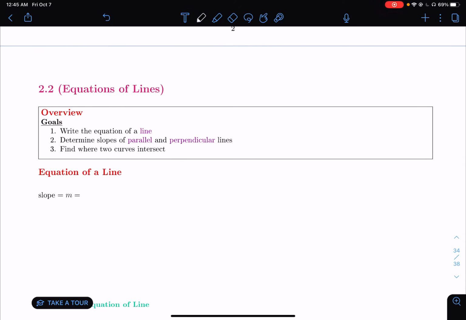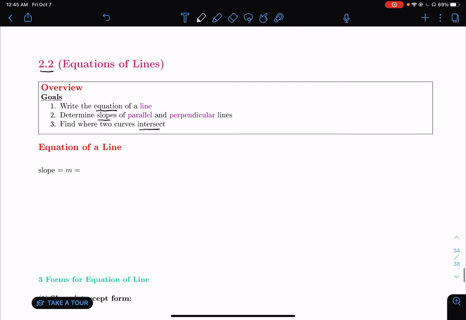In this video, we're going to begin section 2.2 on equations of lines. So our goals are to review the different ways we can write the equation of a line, how we can find the slopes of parallel and perpendicular lines, and how we can find where two curves intersect. Okay, so I want to begin by reviewing the different ways we can write the equation of a line.